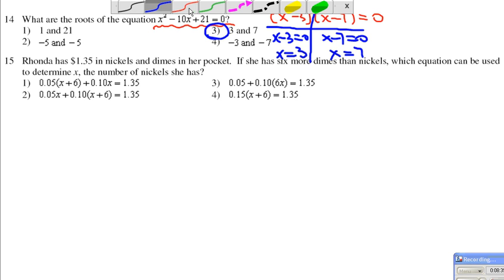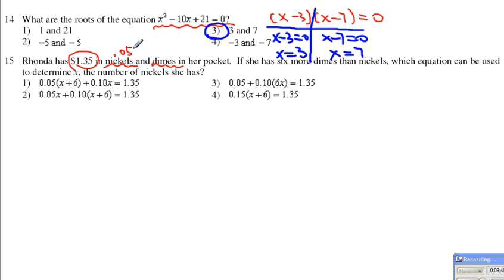Now, the next question. This much in nickels and dimes. Nickel being the 5 cents, 0.05, dime being 0.10 or 0.1, either way. Now, if she has 6 more dimes than nickels, so if we call the nickels x, then dimes will be x plus 6. That has to be multiplied by 0.1. Then we realize the only possible choice would be choice 2.